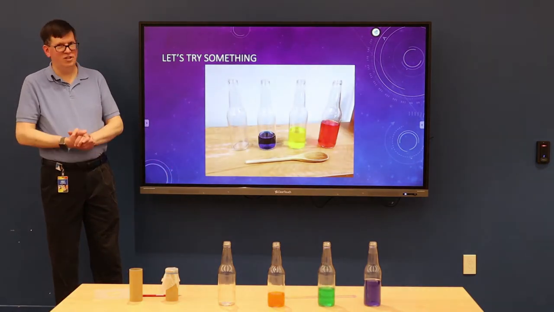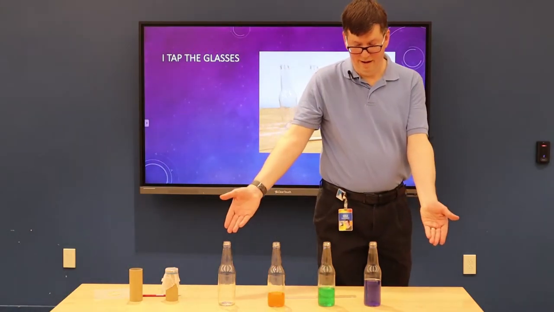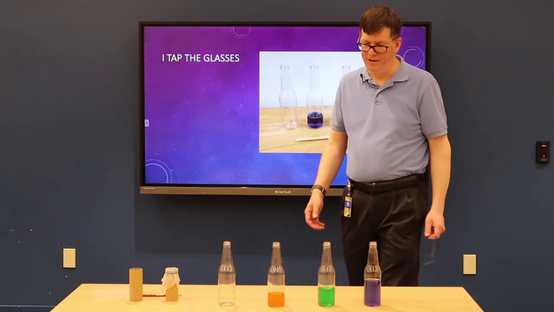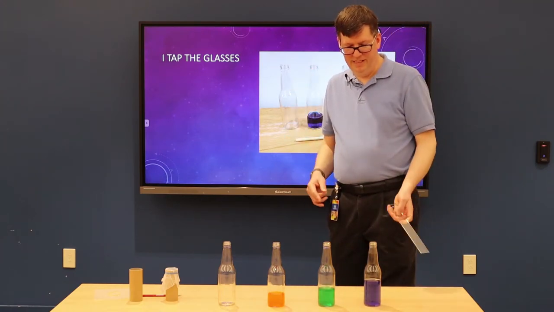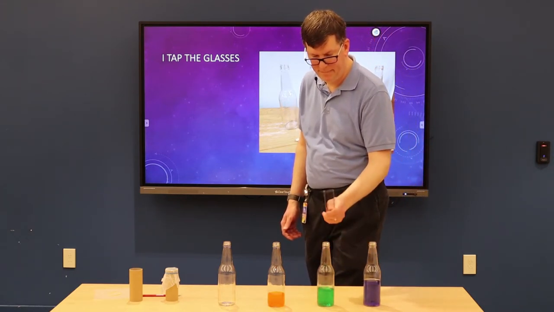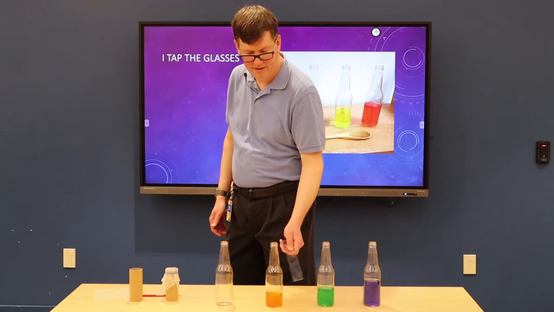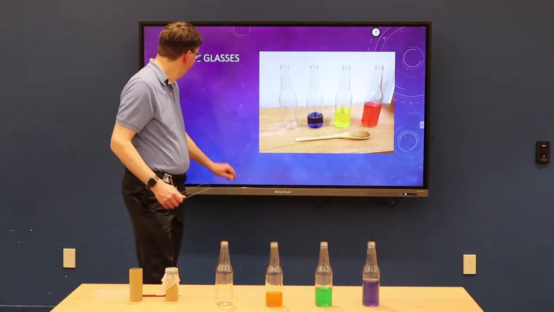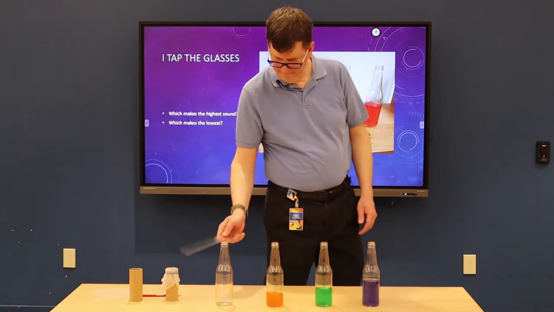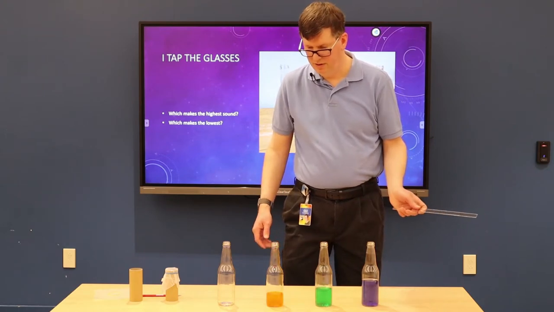But anyway, let's try something. All right. We have four glasses here. They have varying levels of water. This is just water that I've colored various ways. Now listen for the sound that is made when I tap the glass with this ruler. Hear that? Let's go the other way. Which one of these makes the highest sound? Which makes the lowest sound? Ooh, that would be the highest. Boom. That would be the lowest.